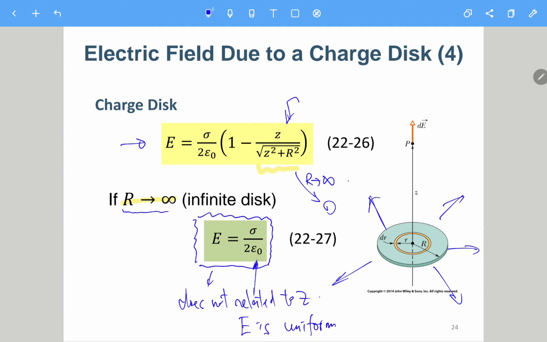And actually, suppose this disk is very large, so that you cannot distinguish which one is the center. If it is large enough, you may consider any point to be the center. So this is E, and this is also E, and this is also E, all the way E, all the way sigma over 2 epsilon naught, which means that this infinitely large charge disk will generate an E field which is uniform over the space.